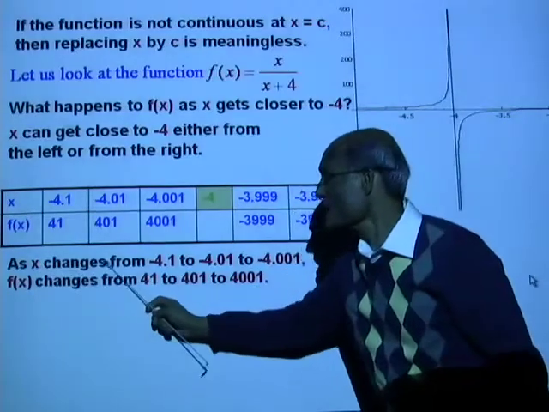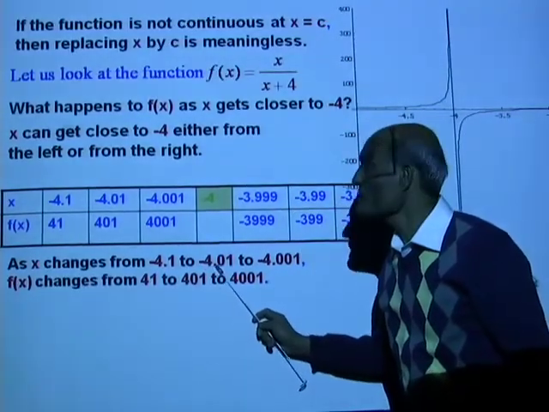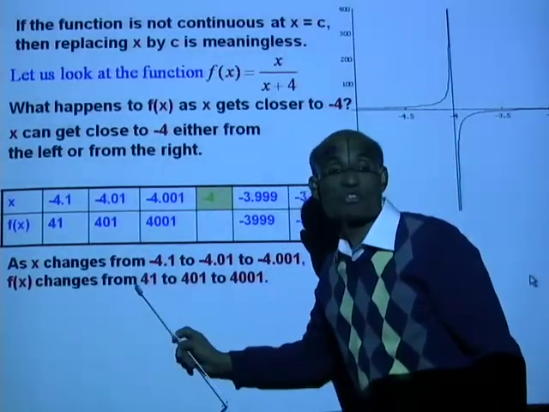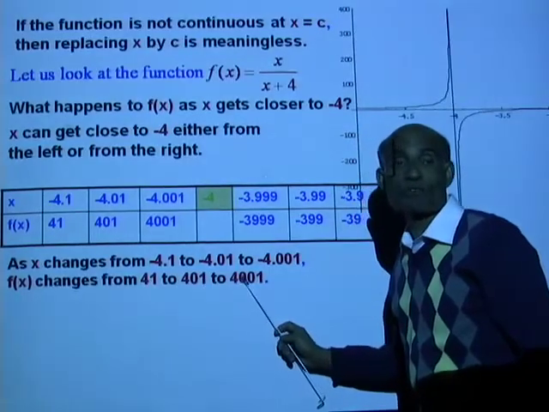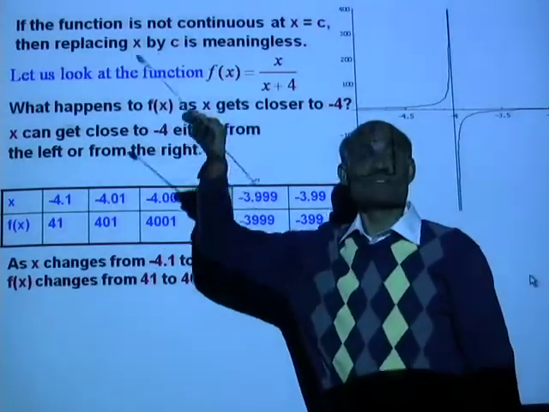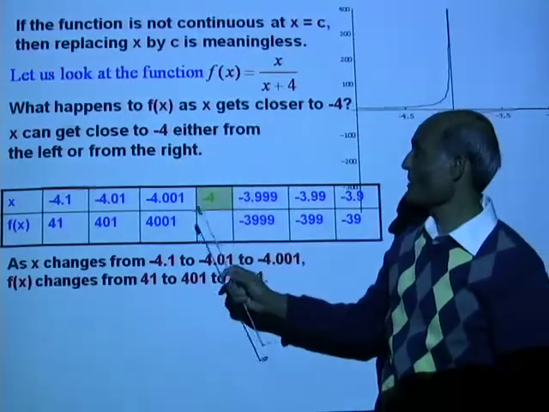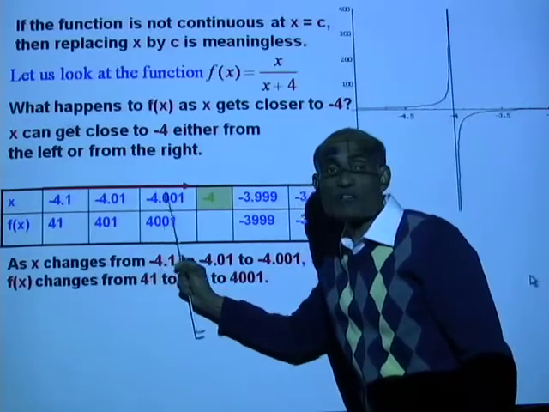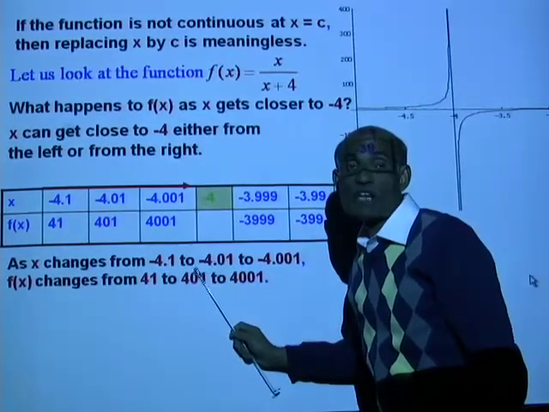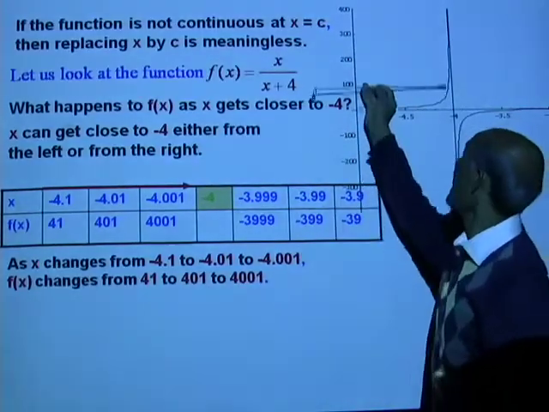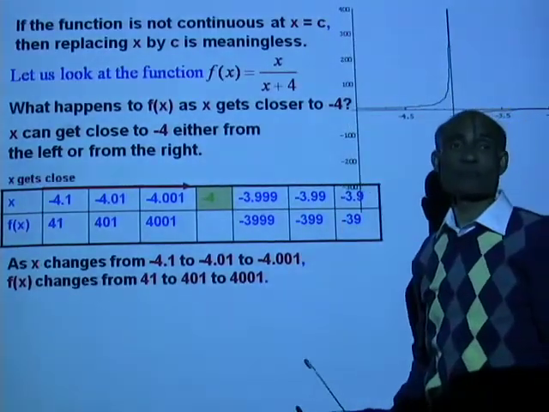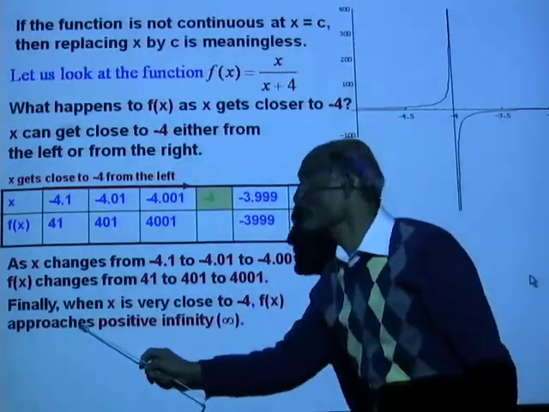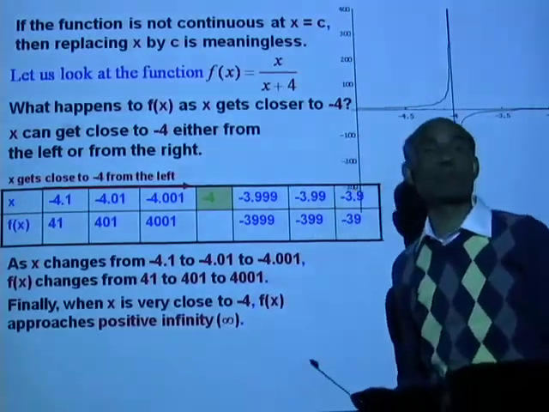That means as x changes from -4.1 to -4.01 to -4.001, f of x changes from 41 to 401 to 4001, going higher and higher and higher. So we can say, as x approaches -4 from the left, the output approaches what? The output goes to positive infinity. That's right. Now, finally, when x is very close to -4, the function goes to positive infinity.